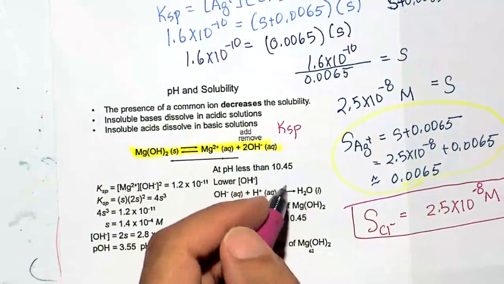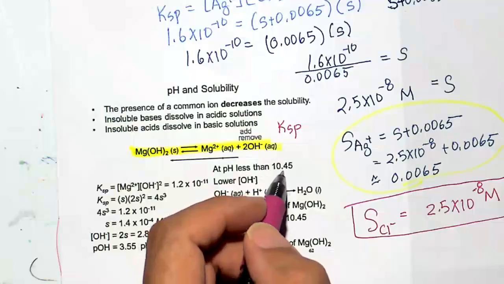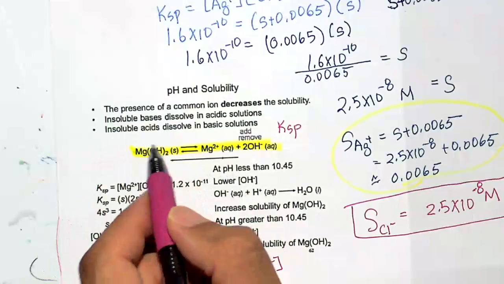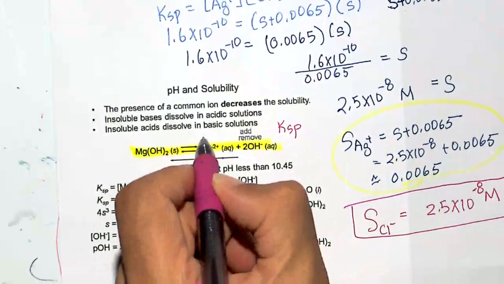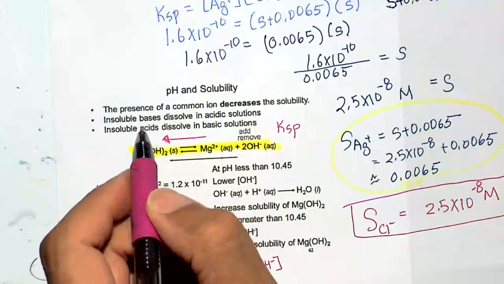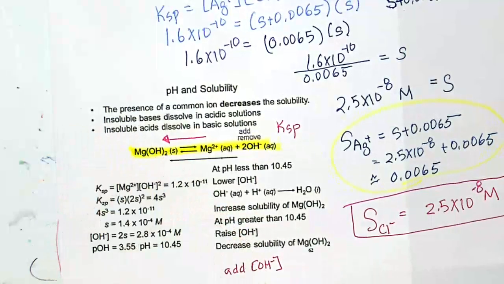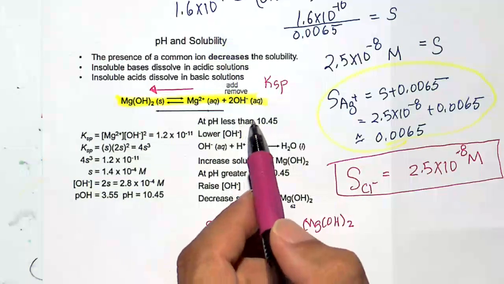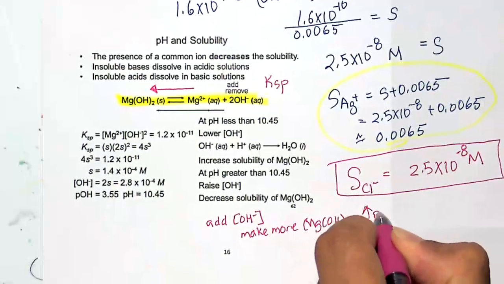So what happens if I add base to this? What do we know from Le Chatelier's principle? If we add base to this, it's going to shift this way, and we will make more solid. Remember? So adding more base shifts the equilibrium to the left. You make more magnesium hydroxide. Imagine you work for a chemical company where they want you to make magnesium hydroxide, tons of it. Just add a lot of base. Raise the pH.